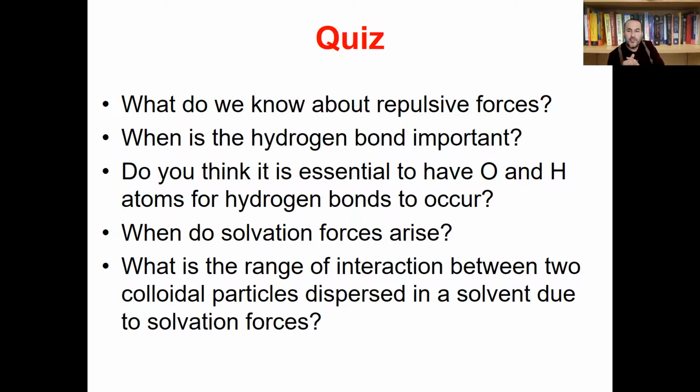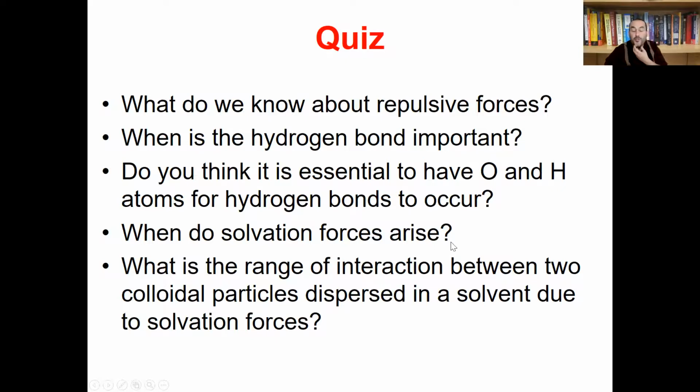Do you think it's essential to have O and H atoms for hydrogen bonds to occur? The answer is no. Next to it, you can have a nitrogen atom. The important thing is that you need to have a sufficiently negative atom next to hydrogen. That's the key, right?